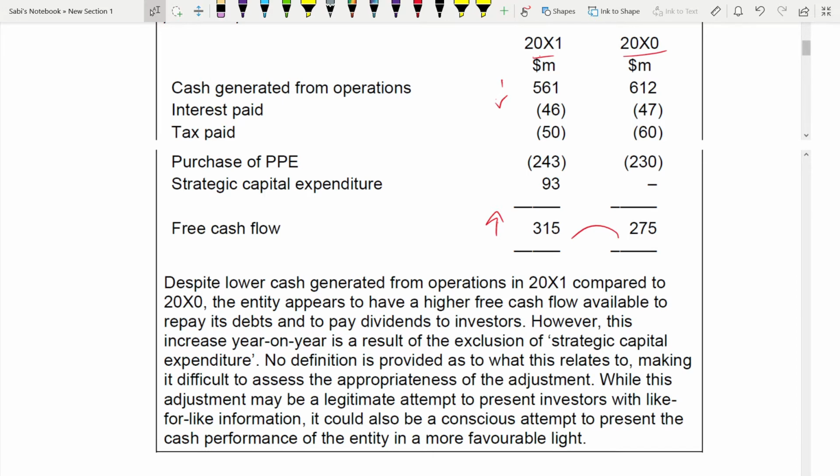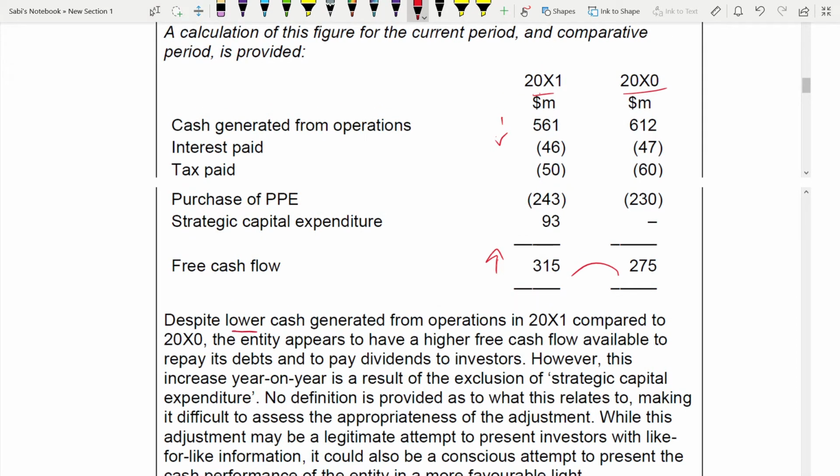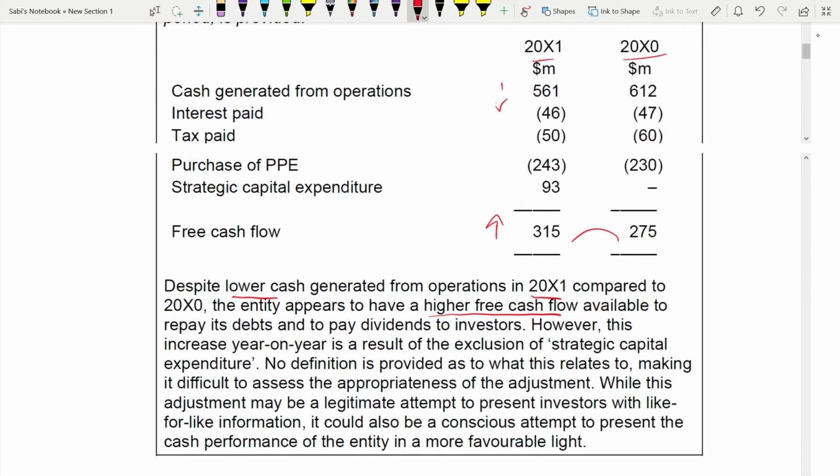Okay, so if you see, even though there's a lower cash in 2001, cash generated from operation, the free cash flow is higher in that year. That means now you will be having more amount to repay your debt as well as pay dividends to investors. Okay, but this increases the strategic capital expenditure. If you see, we have 93 here, it increased by 93 million.